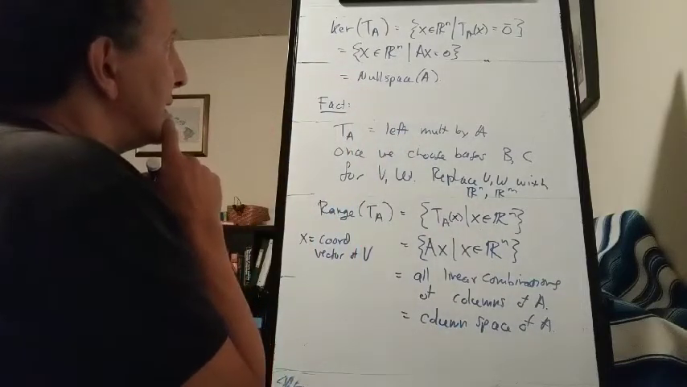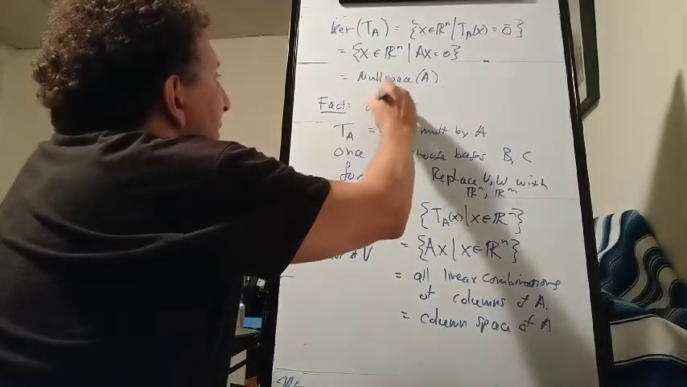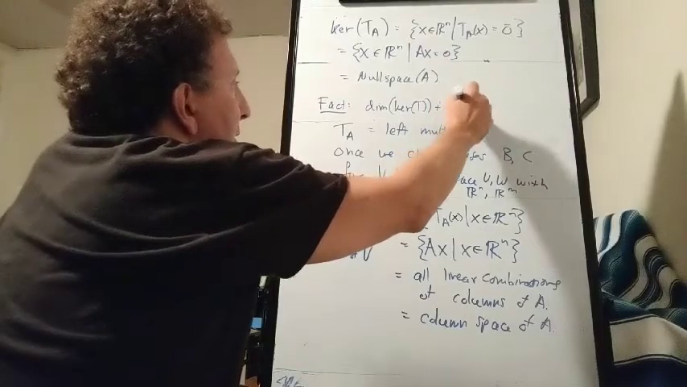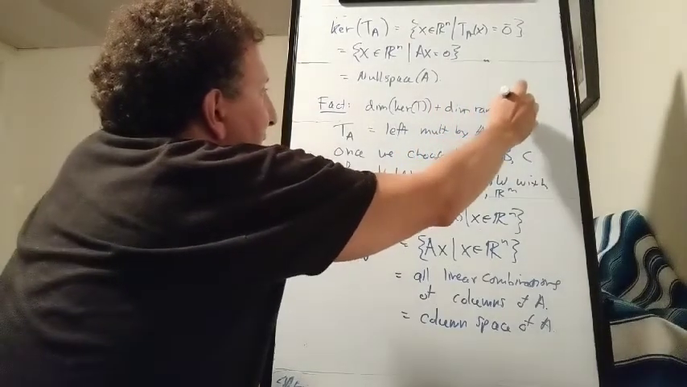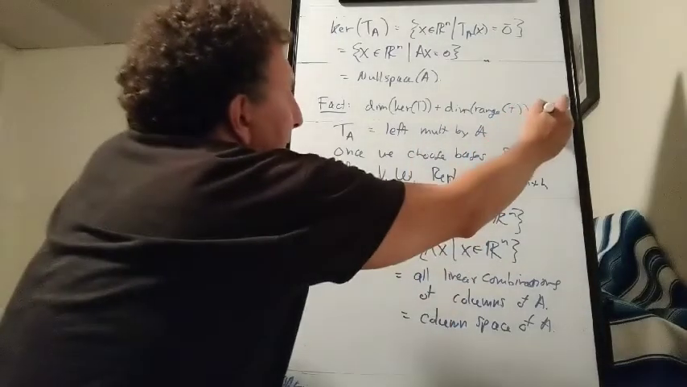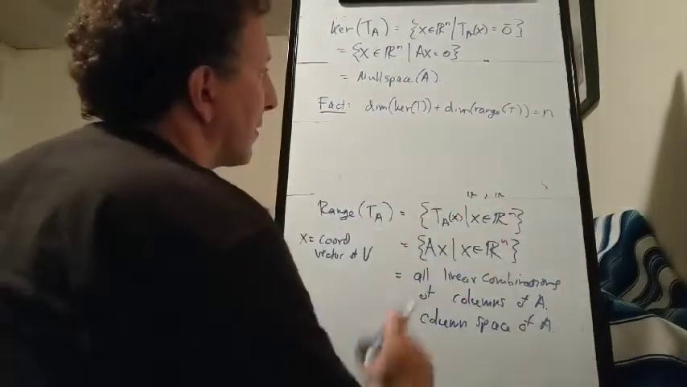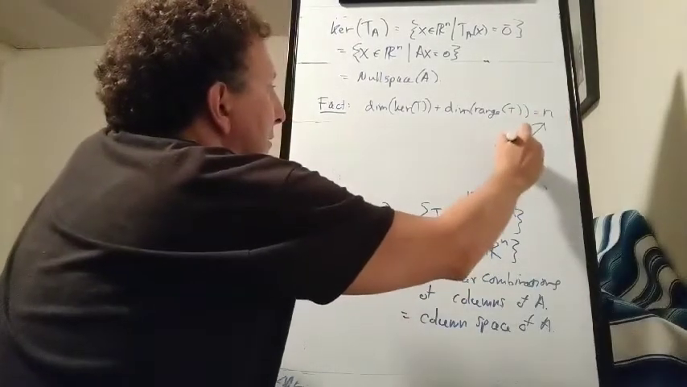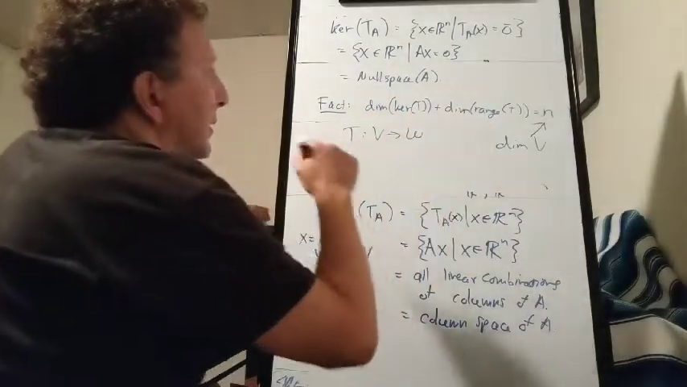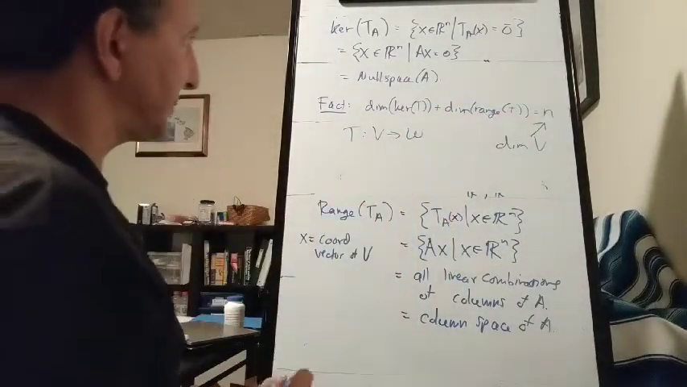Now, a fact about the range and the kernel is that the dimension of the kernel of T plus the dimension of the range of T equals n, the dimension of the first vector space V. So T is a map from V to W. The dimension of its kernel and the dimension of its range sum to n, the dimension of V.